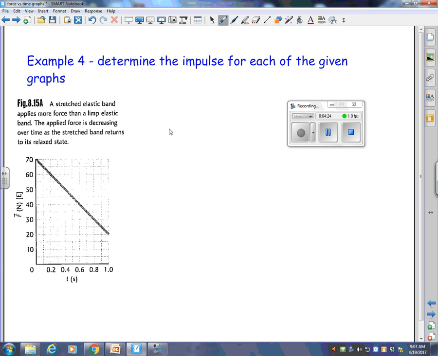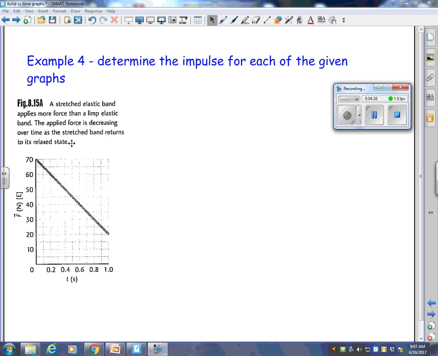Okay. Here's another example. Determine the impulse for each of the given graphs. In this case, we have a stretched elastic band. It applies more force than a limp elastic band. The applied force is decreasing over time as the stretched band returns to its relaxed state. So sometimes you might not have the force going all the way down. What do you do? Break it into a rectangle and a triangle.